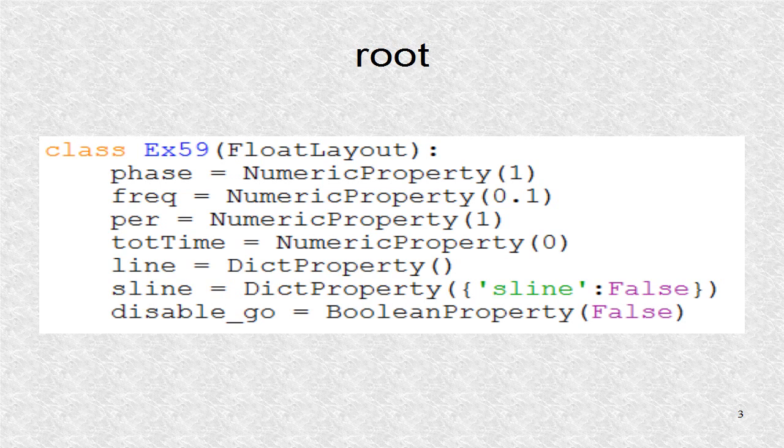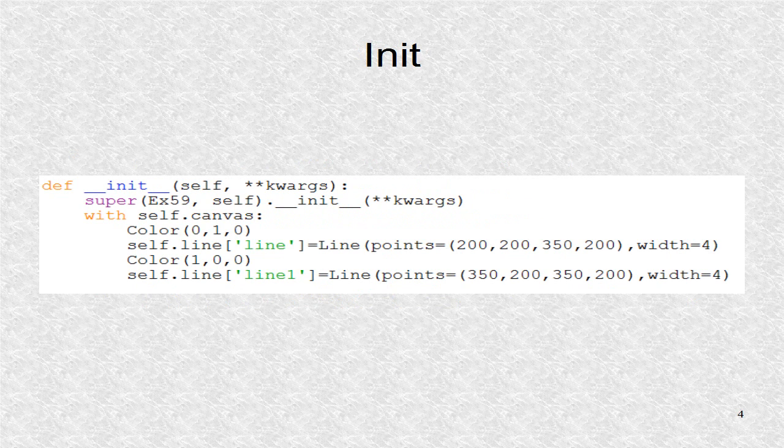The Boolean value in disable go will be used to control the buttons, so they are disabled when sine drawing is in progress. The init function is called first when the root class is created. We always have to make a call to its super or parent. Since the root is based on float layout, the super is float layout.